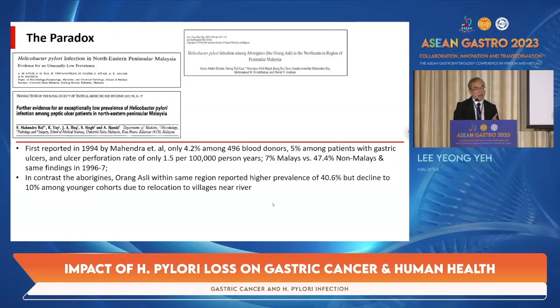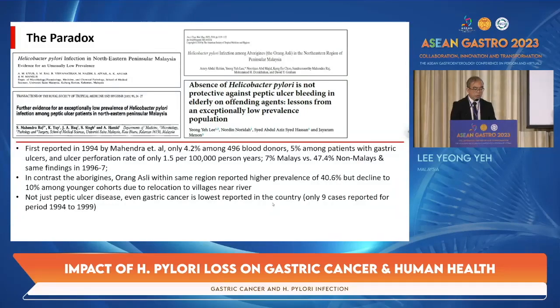cohort. And what happened was that this Orang Asli, they used to live in a jungle, but when they moved closer to the river, their sanitation and their hygiene improved, and therefore we found them to have less Helicobacter pylori infection.